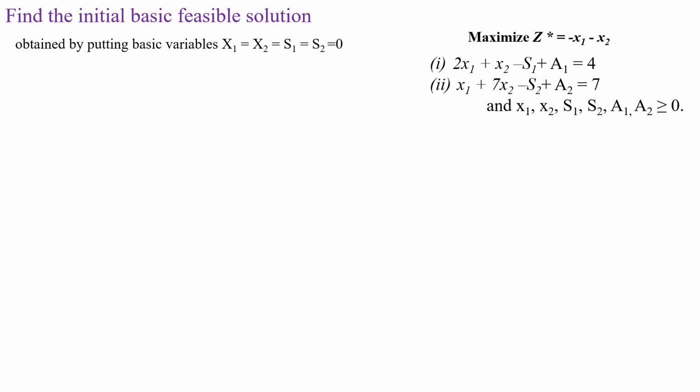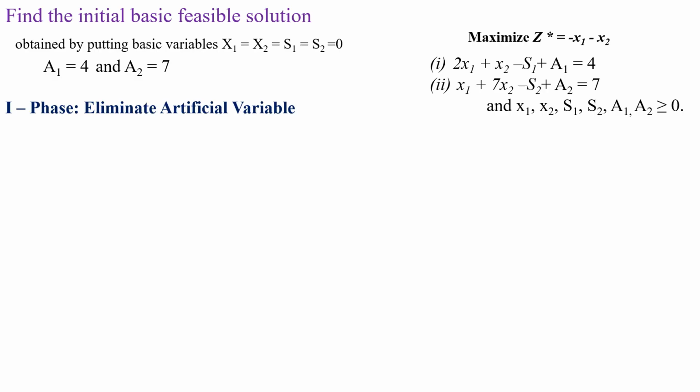So let's substitute x1 equal to 0, x2 equal to 0 and s1 equal to 0 in the first constraint. The a1 value will become 4. Similarly, substitute x1, x2, s2 as 0 in the second constraint. We will get the a2 value, that is 7.